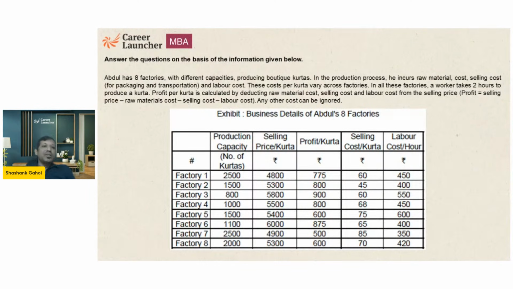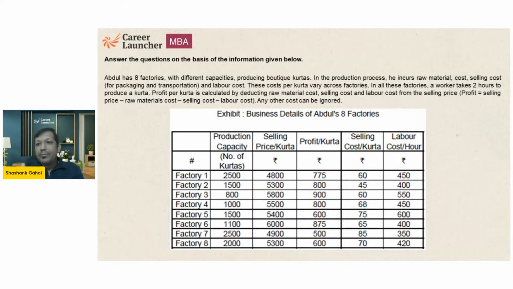So this question says that Abdul has 8 factories with different capacities producing boutique kurtas. In the production process, he incurs raw material cost, selling cost, packaging, transportation, labor cost. These costs per kurta vary across the factories. In all these factories, a worker takes 2 hours to produce a kurta. Profit per kurta is calculated by deducting the raw material cost, selling cost, and labor cost from the selling price.